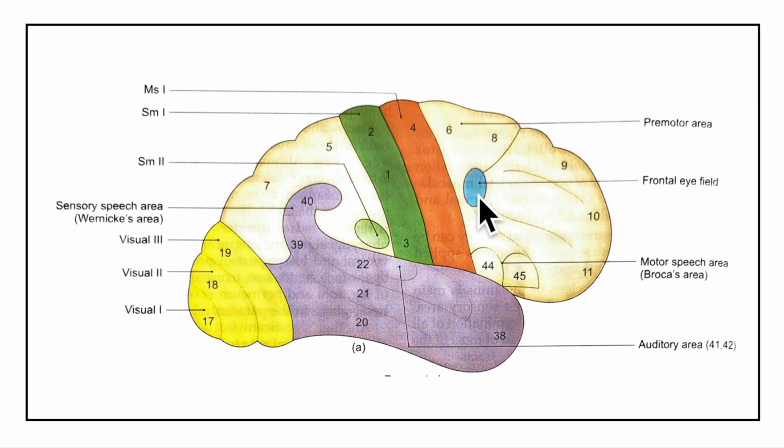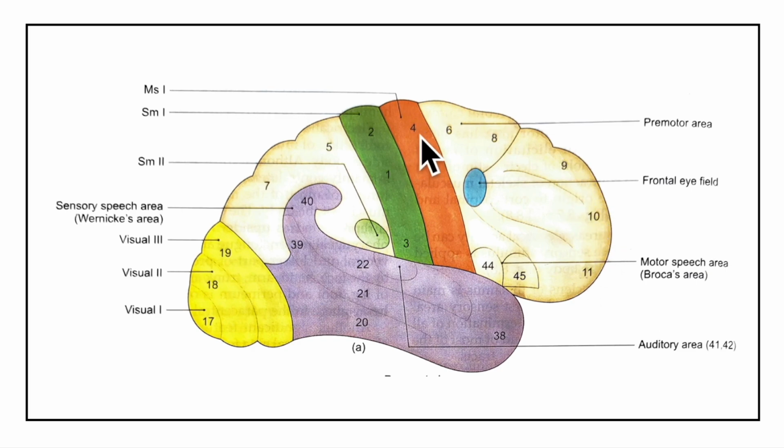Next is the frontal eye field right here. Its area number is 8, and its location is in the posterior part of the middle frontal gyrus, right here. Next we have area numbers 44 and 45, which is known as the motor speech area of Broca. This area is important. It lies in the pars triangularis and pars opercularis. Finally, we have area numbers 9, 10, 11 and 12. They are known as the prefrontal area, and it lies in the large anterior part of the frontal lobe.